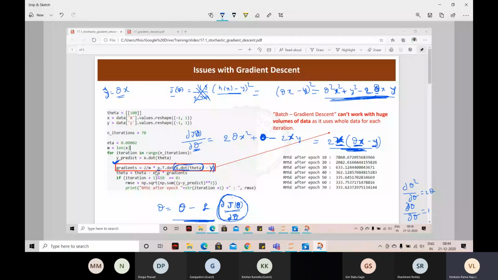Yes. But you divided with m. Why is that done? 2 by m, right? The 2 is there in 2x into theta x minus y. It is divided by m because we are doing sigma i is equal to 1 to m. The actual formula is 1 by m into sigma i is equal to 1 to m of h of x minus y whole square. When you take the cost, you take it for all data, all records. You predict for all records, subtract y, square it, and take the average of it.